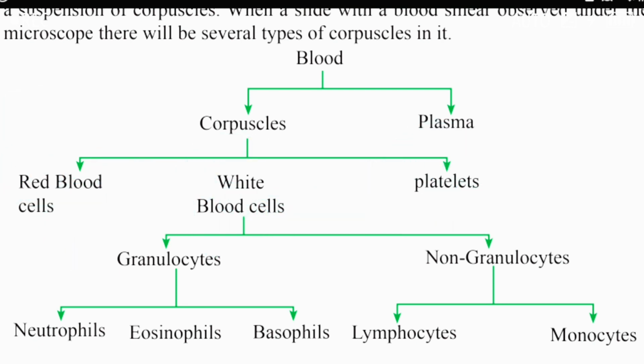Also, white blood cells are basically of two types, granulocytes and non-granulocytes. Granulocytes are again divided into three: neutrophils, eosinophils, and basophils. Non-granulocytes are divided into two: lymphocytes and monocytes. Okay, let's talk about them one by one. First, the red blood cells.